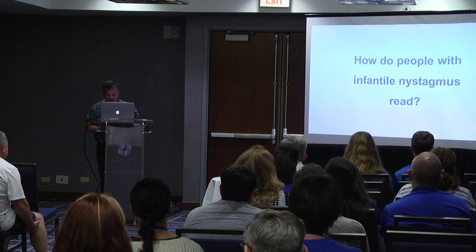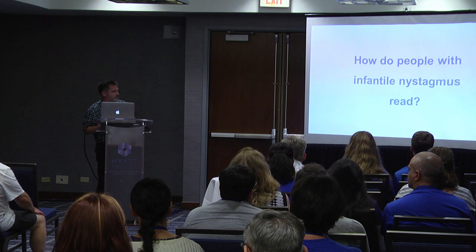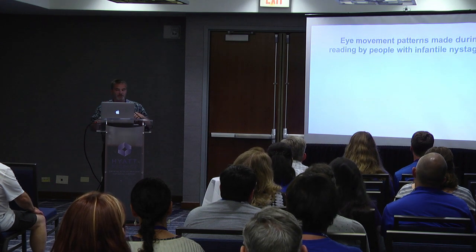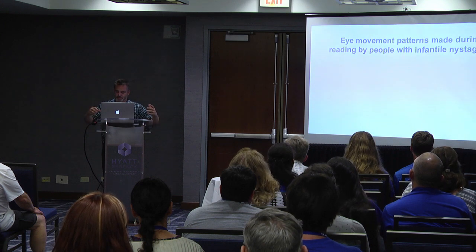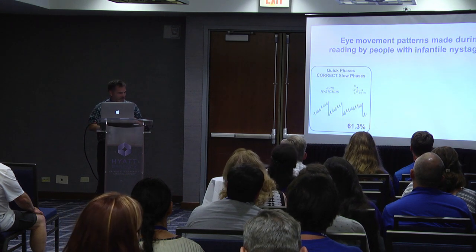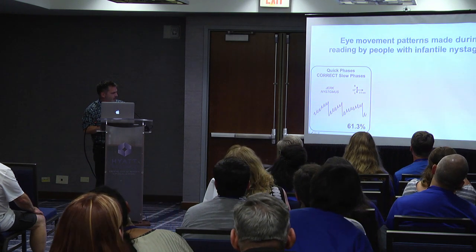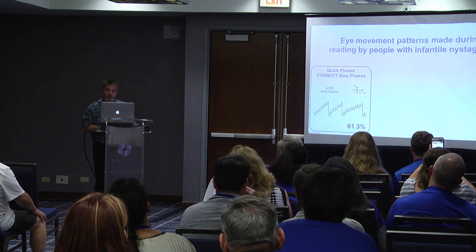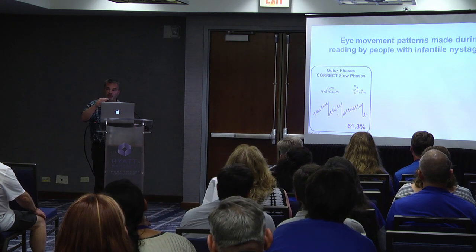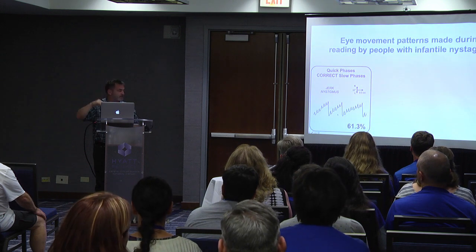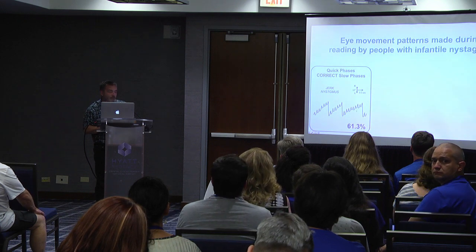How do people with infantile nystagmus read? Well, if we compare that last trace to people with nystagmus, what we find is that people with nystagmus use different strategies to read. So some people, it looks like this. Their eyes drift away and they pull their eyes back to look at a word, but you can see these flat bits in the nystagmus trace. They're moving from word to word.